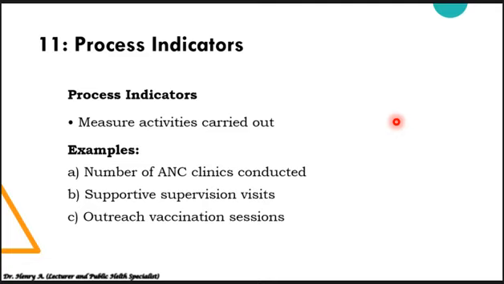So we want to see the number of antenatal clinics conducted. We want to see the number of supportive supervision visits done. How many supervision visits were paid to those sites? And then we want to see the number of outreach vaccination sessions. How many took place? Where and to whom? So here you see the number of antenatal clinics conducted, the number of supportive supervision visits, the number of outreach vaccination sessions.